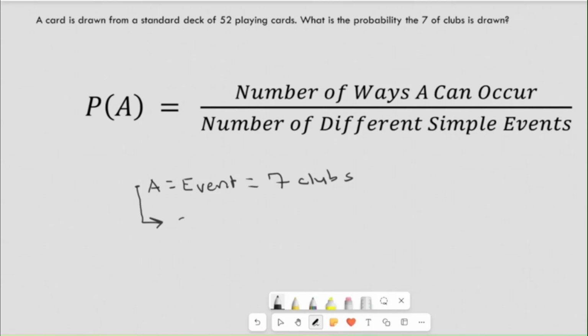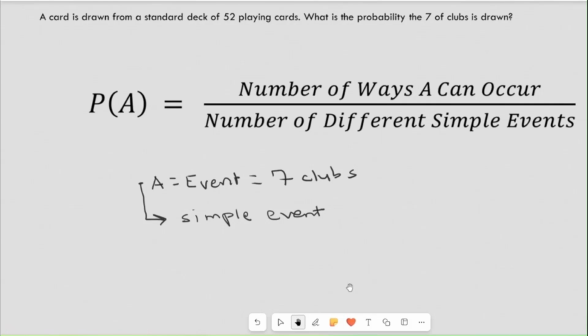And this is a simple event, as it only has one possible outcome. That is, the only way to draw 7 of clubs is to draw the 7 of clubs. Therefore, what we can say is that the probability of A is defined as the probability of drawing the 7 of clubs.